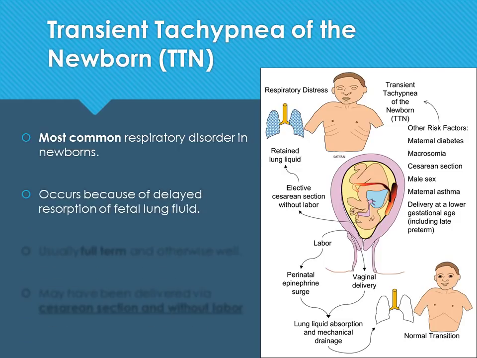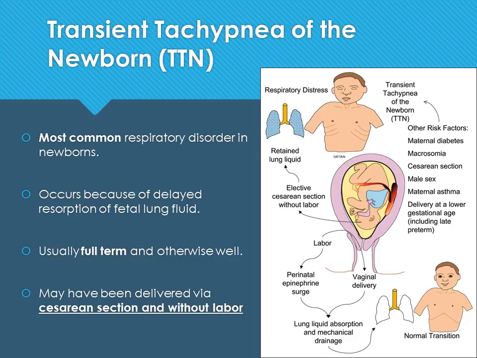Transient tachypnea of the newborn, or TTN, occurs because of delayed resorption of fetal lung fluid. Usually occurs in full-term, otherwise healthy newborns. And there is an association with newborns that are delivered via cesarean section and without labor, meaning mom may have had a prior C-section, and so this is just her second delivery. She knows she's going to deliver by C-section, so she doesn't labor at all. The process of labor helps to squeeze some of that fluid out of the fetus's and out of the newborn's lungs.